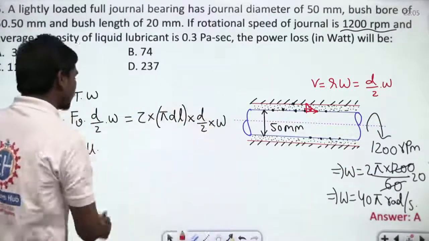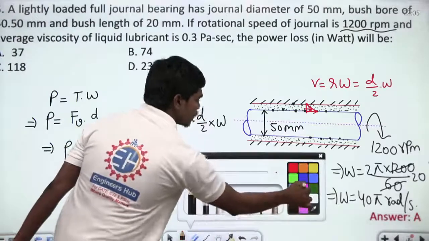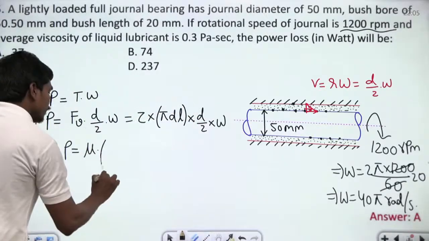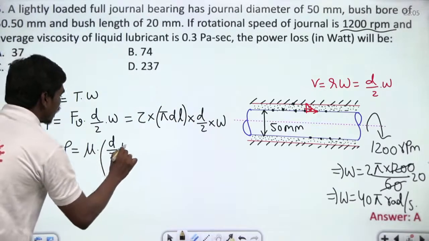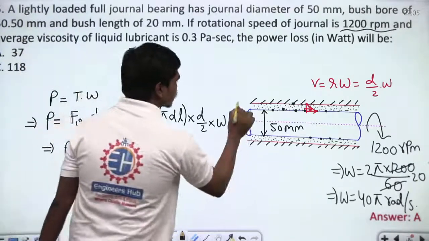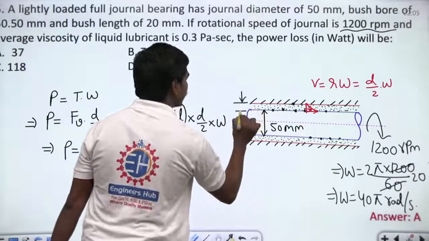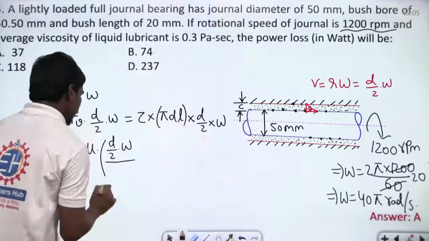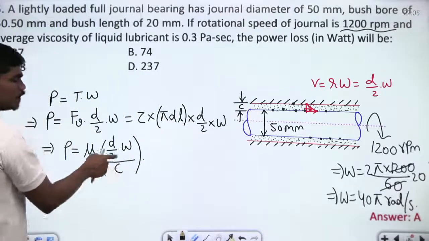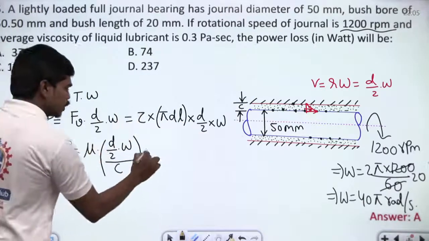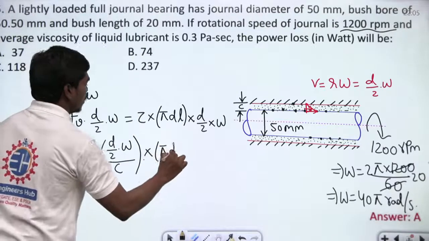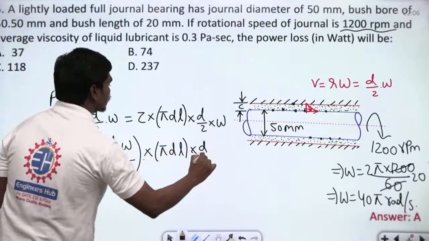So if you write the velocity gradient, mu into velocity gradient, the velocity gradient will be d by 2 times omega divided by the clearance. Clearance is nothing but this gap. Let us suppose this is c for the time being. If this is c, then this is the velocity gradient. Mu into velocity gradient gives you the shear stress, into pi dl into d by 2 into omega. So we have all the things.